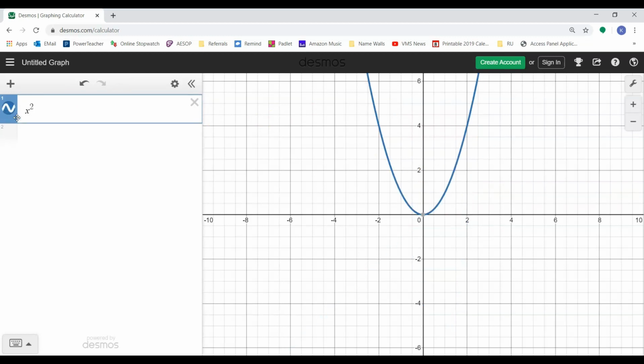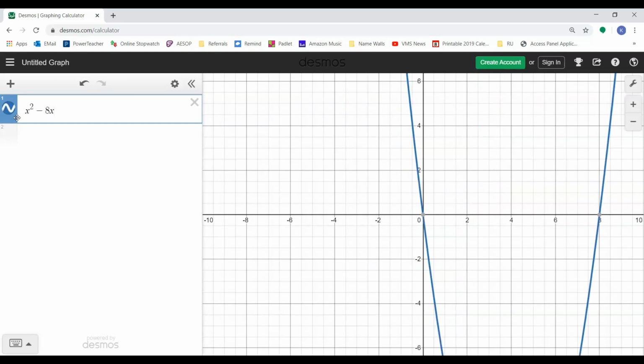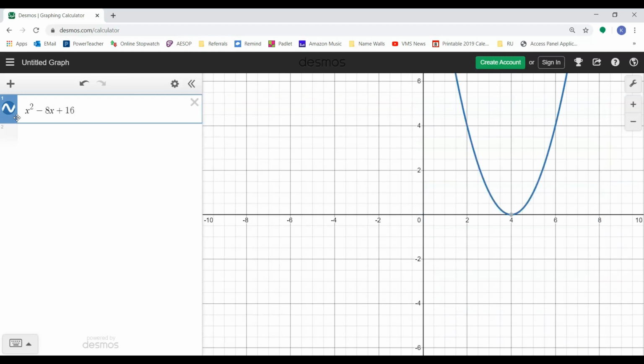x squared minus 8x plus 16. And again, you could type in equal to 0. You could just leave it like it is, or equal to y. If you type in equal to 0, of course, it gives you the line. And notice that the line is just at 4. So if I backspace that off and I just put in the equation, or I put in equal to y, notice we got the parabola.